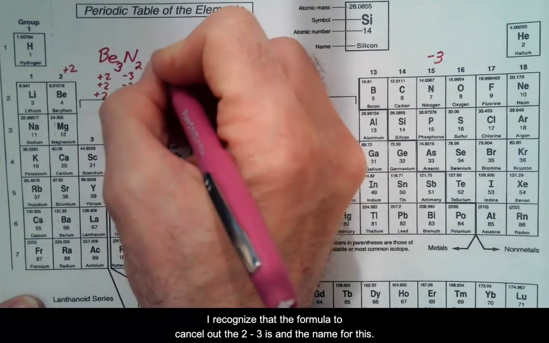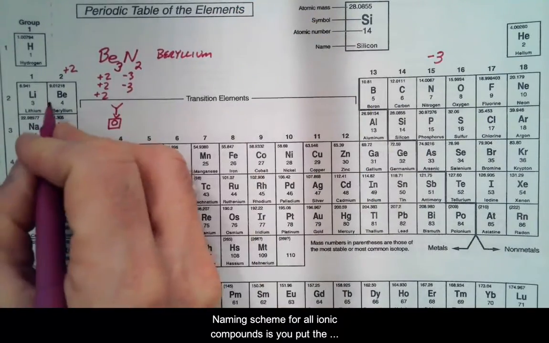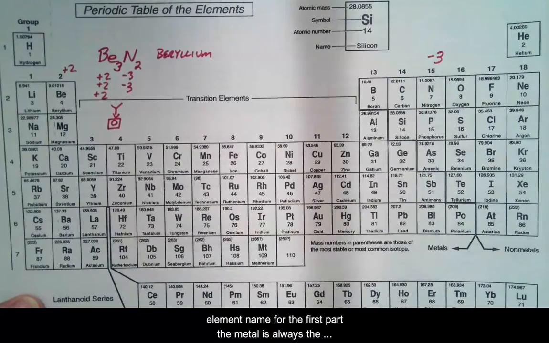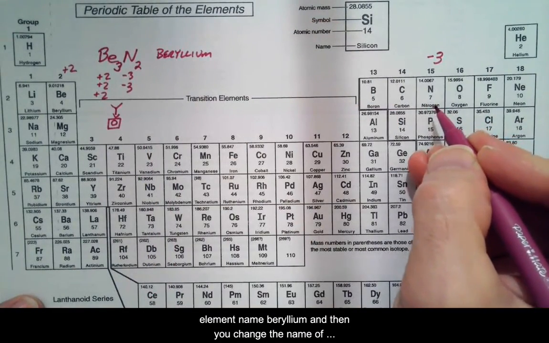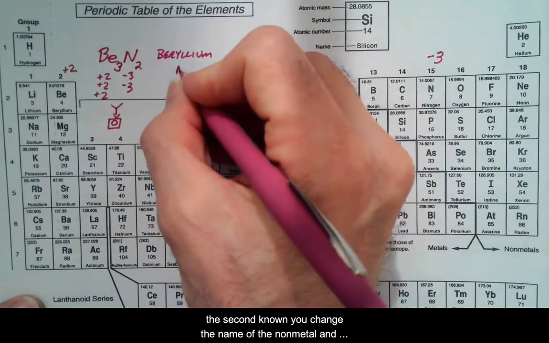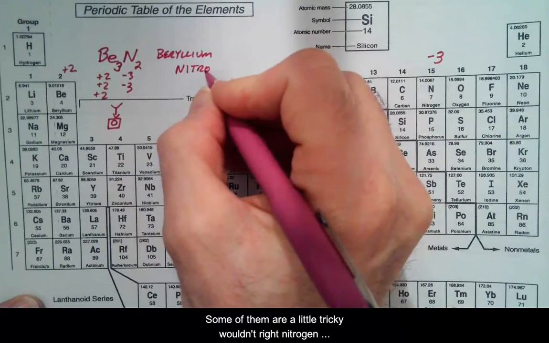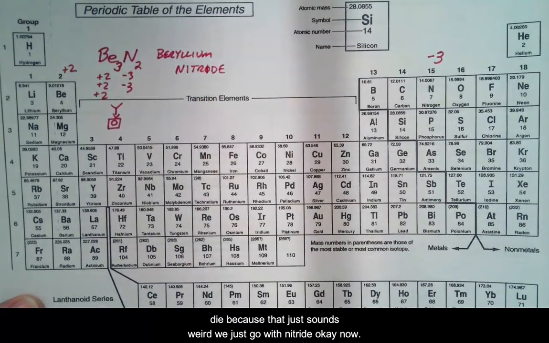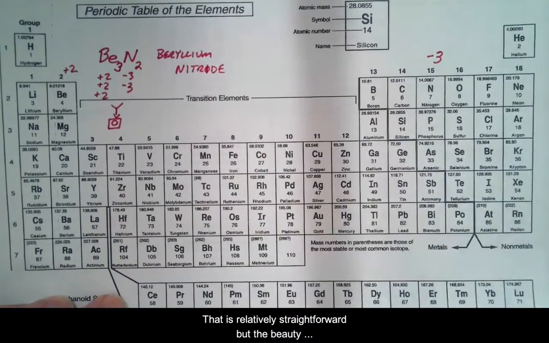And the naming scheme for all ionic compounds is you put the element name for the first part, the metal is always just the element name, beryllium, and then you change the name of the second element. You change the name of the nonmetal, and you end it in IDE. Now, some of them are a little tricky. You wouldn't write nitrogenide because that just sounds weird. We just go with nitride, okay? Now, that is relatively straightforward.